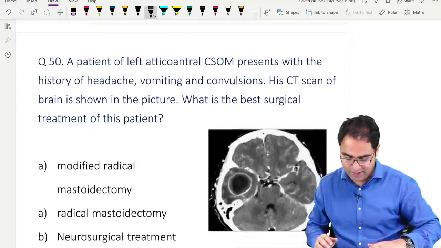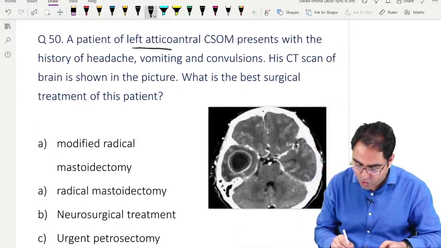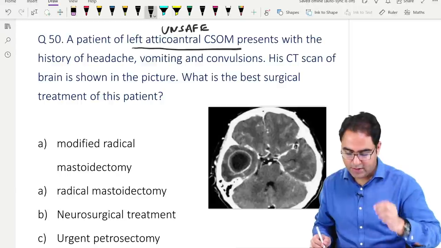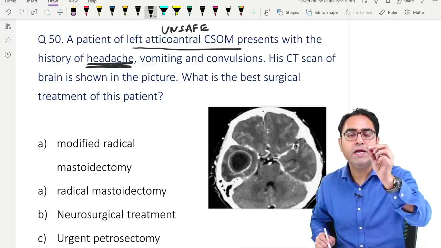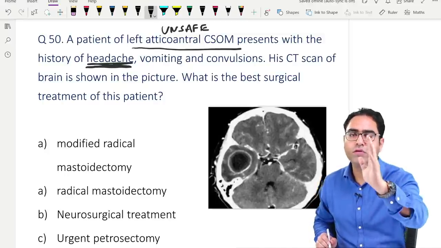Now, the last question. A patient has left atticoantral CSOM, meaning unsafe CSOM, with a history of headache, vomiting and convulsion. I told you, the moment you see headache, think of intracranial complication. CSOM patient with headache, think of some brain problem.